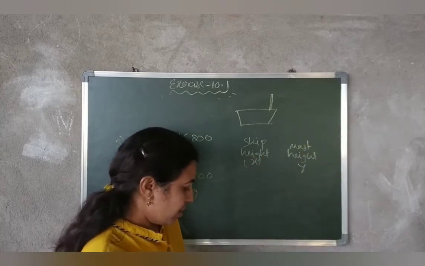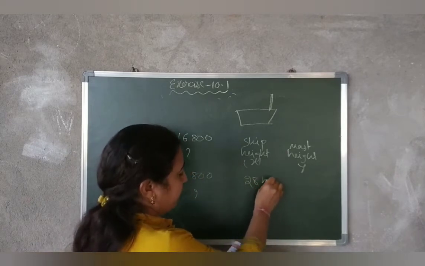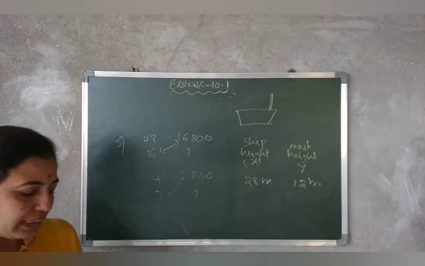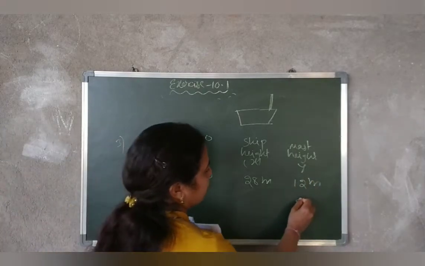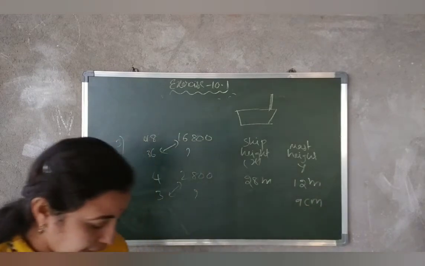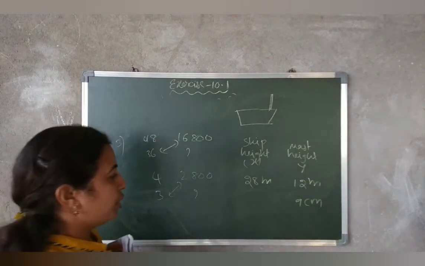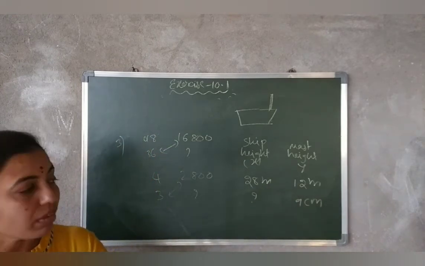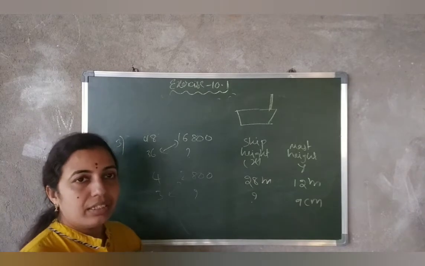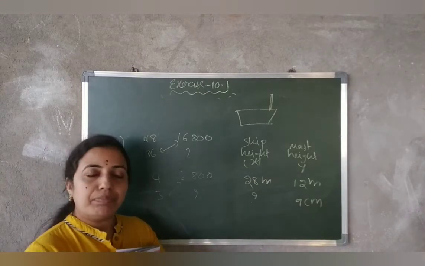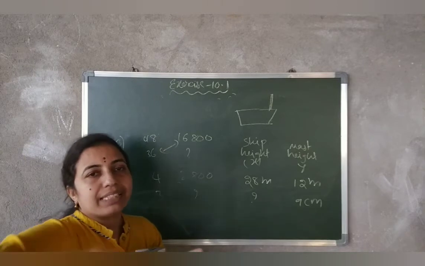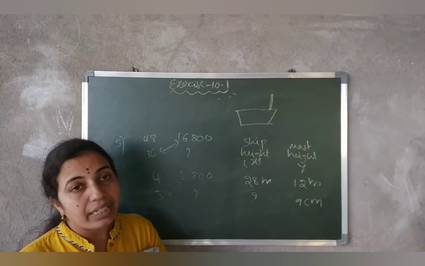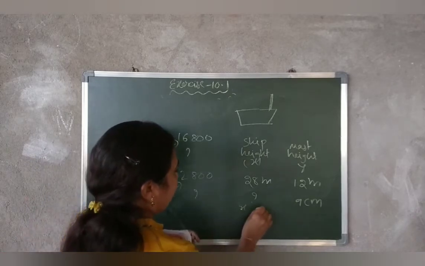First it is given that the ship length is 28 meters and the mast length is 12 meters. If the height of the mast in its model is 9 centimeters, what is the length of the model ship? When the ship increases in length, the mast size will also increase. If the ship decreases, the mast will also decrease. So they are in direct proportion. So X is directly proportional to Y.